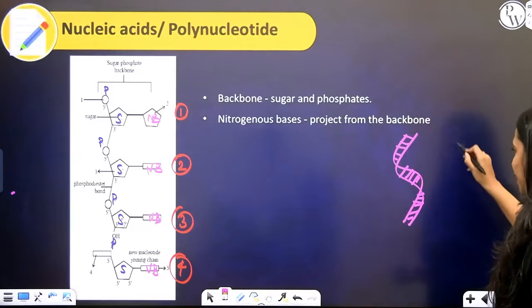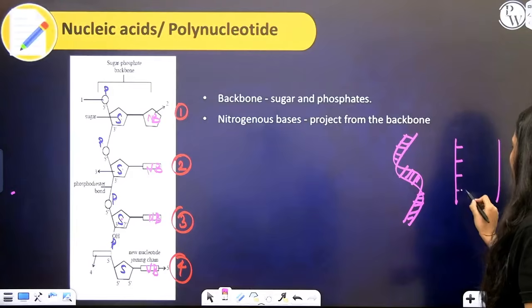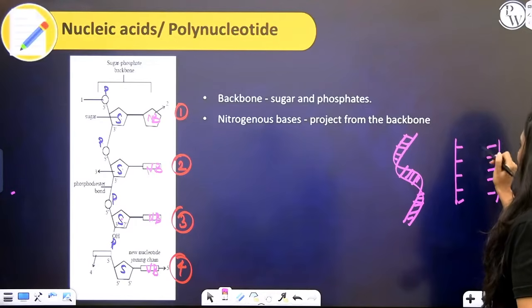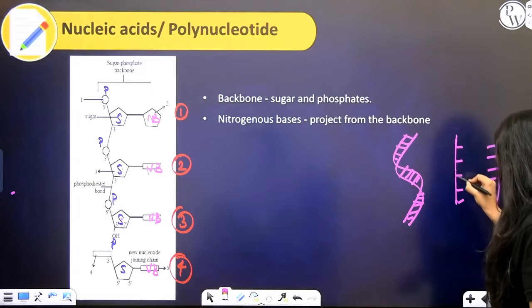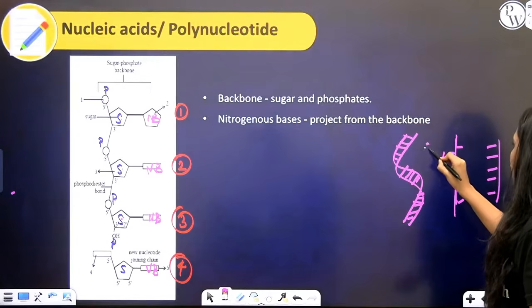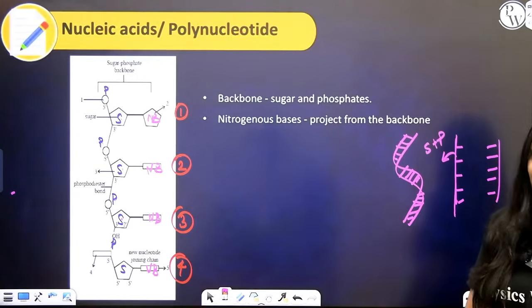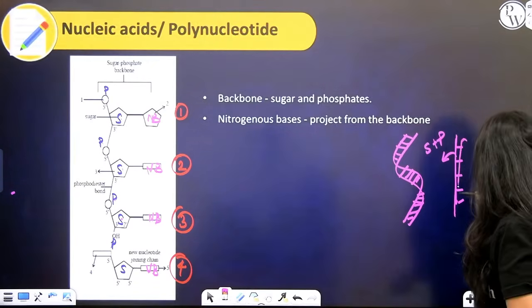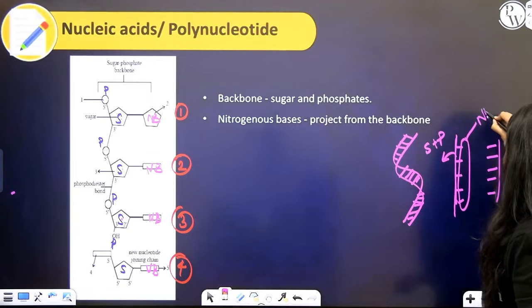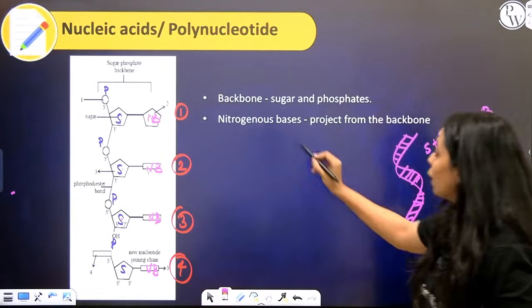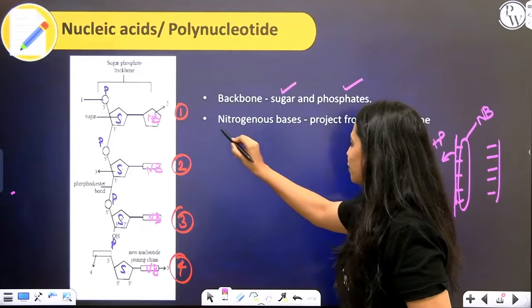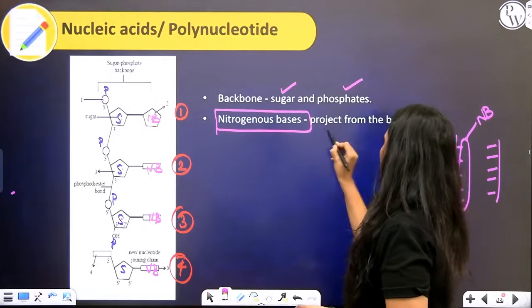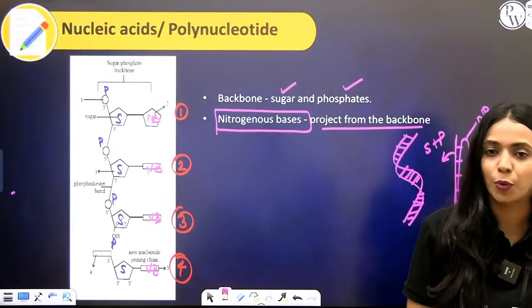So this is DNA. DNA is like a ladder. It has two strands that are pairing. Over here, the backbone of this ladder is made up of sugar and phosphate that are alternating with each other, and whatever is facing inside, these are the nitrogenous bases. So the backbone is composed of sugar and phosphate, and the nitrogenous bases project inward from the backbone.